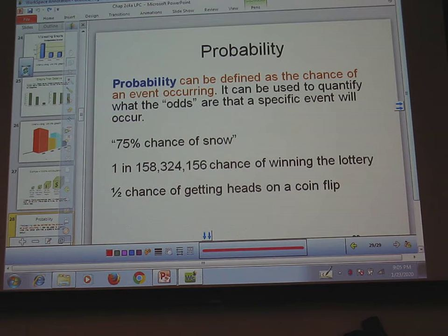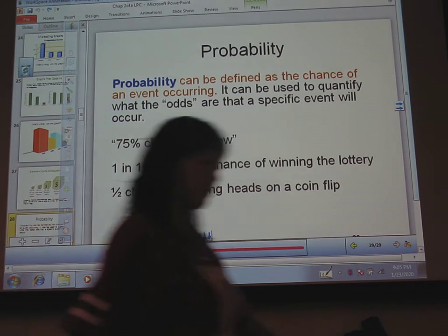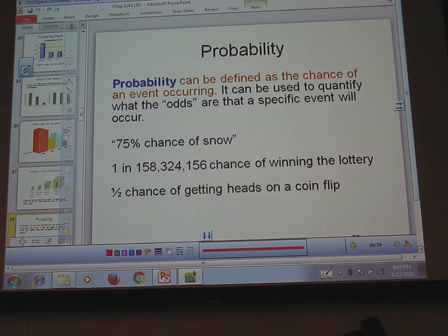Probability can be defined as the chance of an event occurring. It can be used to quantify what the odds are that a statistical event will occur. Right, so here's some examples: 75% chance of snow, one in some giant number chance of winning the lottery, half chance of getting heads on a coin flip. Those are all probability terms we've seen and are familiar with, right?